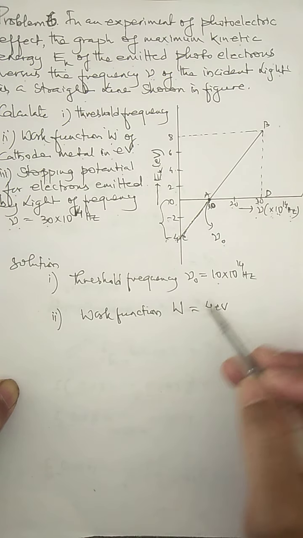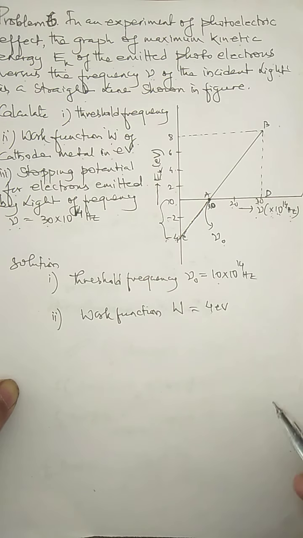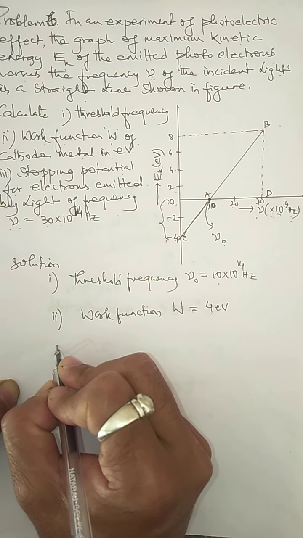So work function of this metal is 4 electron volt, which is the minimum energy that is required to eject the photoelectron from the metal plate. Okay, this is the second part of the question.